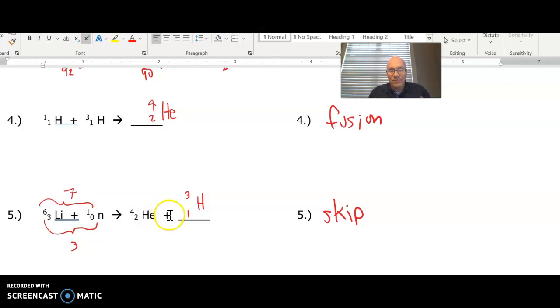But as far as getting this to fit into one of those types of reactions, it doesn't really fit neatly. So I'm just going to tell you to skip that classification. But you should be able to figure out that this would be the particle.